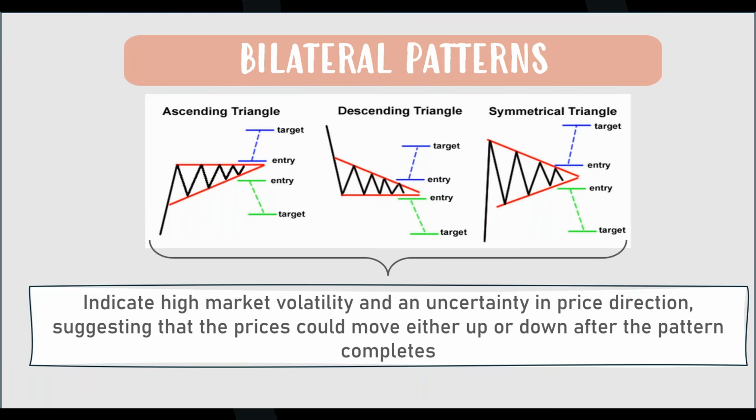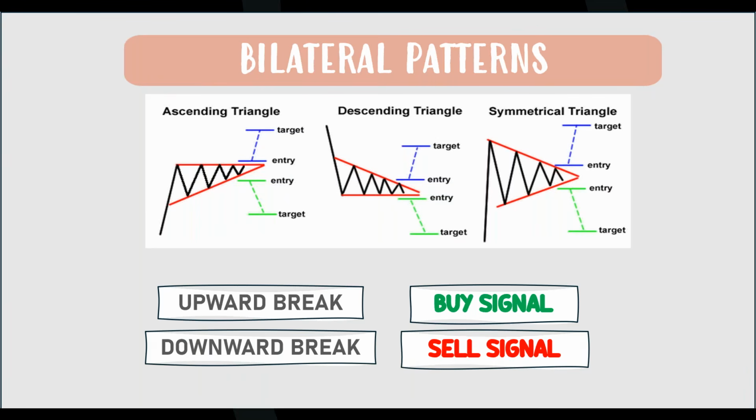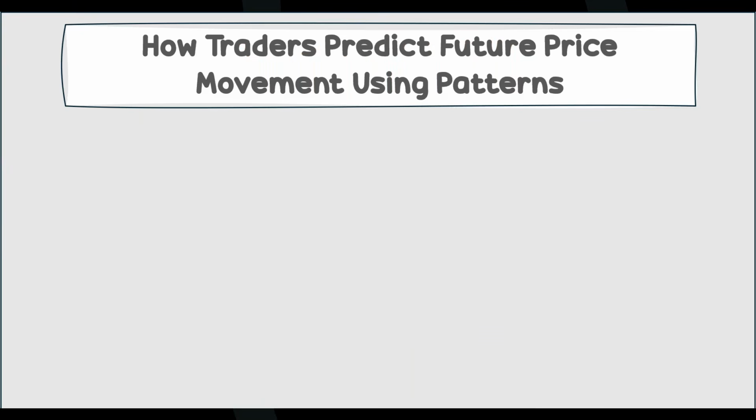So they indicate very high market volatility, uncertainty in price, and suggest that price could move either upwards or downwards. And the only way you'll prepare yourself for a move is obviously by putting in your support and resistance. And once either level is breached, you then know what direction it will take. An upward break would then give you a buy signal, and a downward break would give you a sell signal.